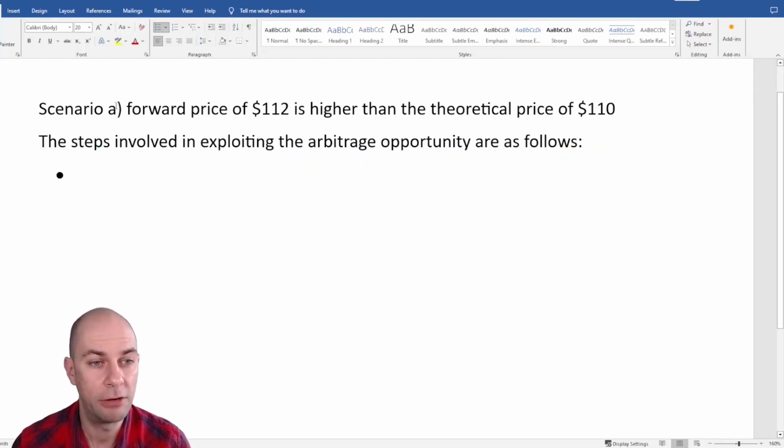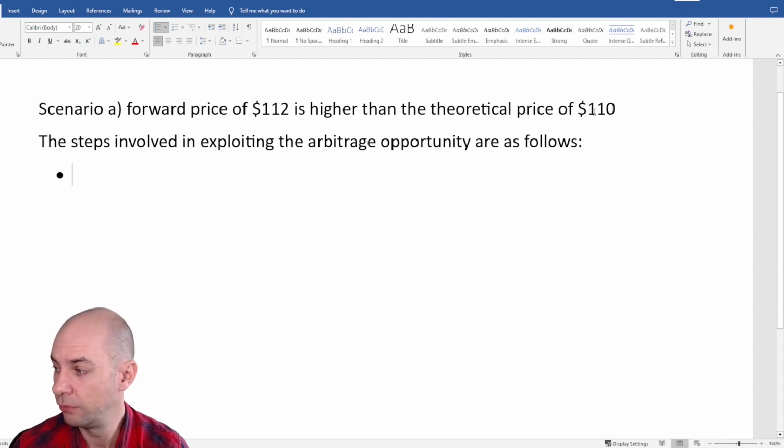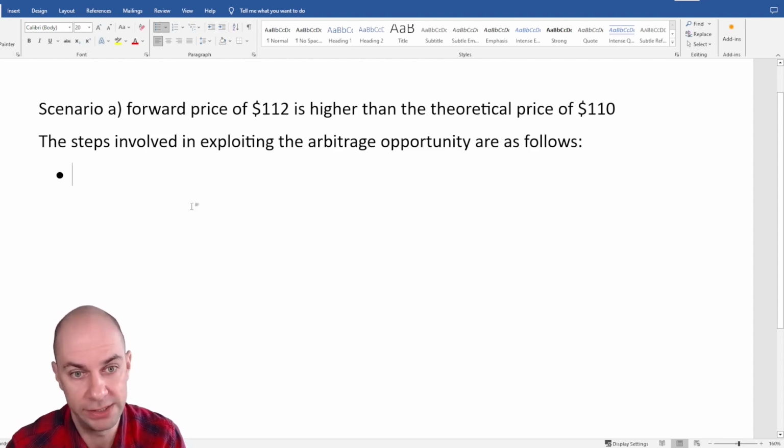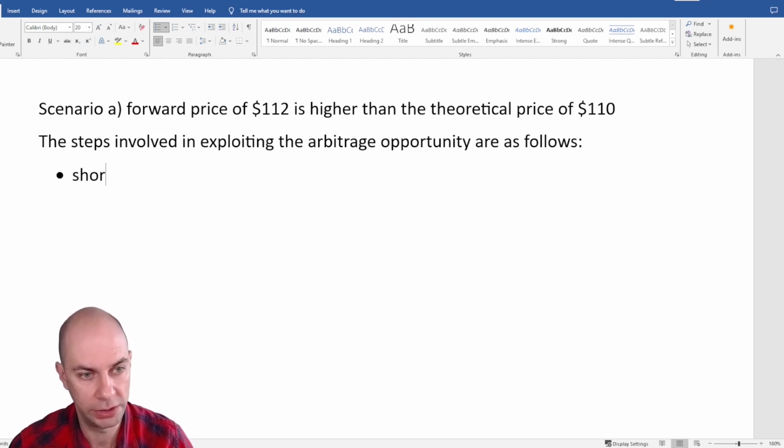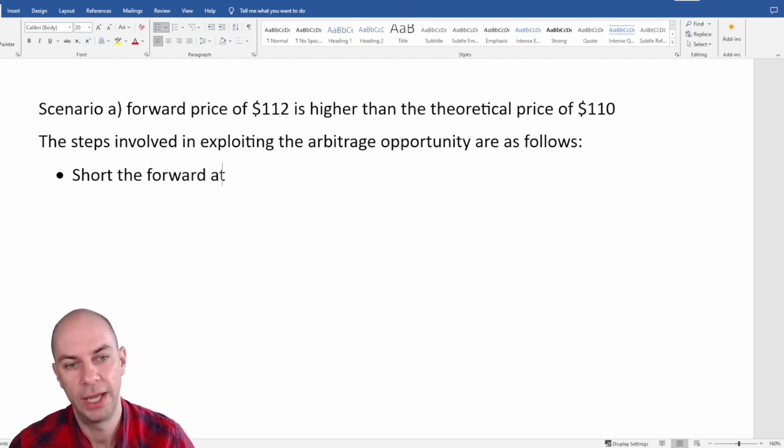Okay, my friends, scenario A, forward price of 112 is higher than the theoretical price given by our cost of carry model of 110. So the steps involved in exploiting the arbitrage opportunity are as follows. Well, the forward price is too high, so we're going to short the forward at 112. And what that means is we're promising to deliver the asset in 1 year at $112.